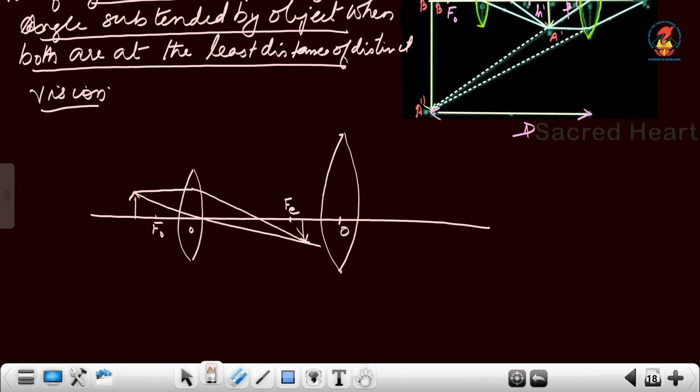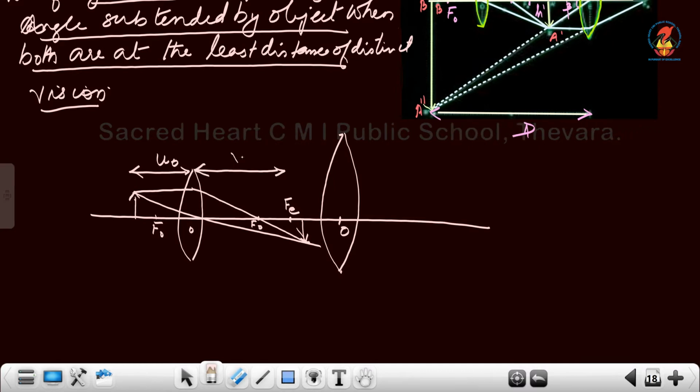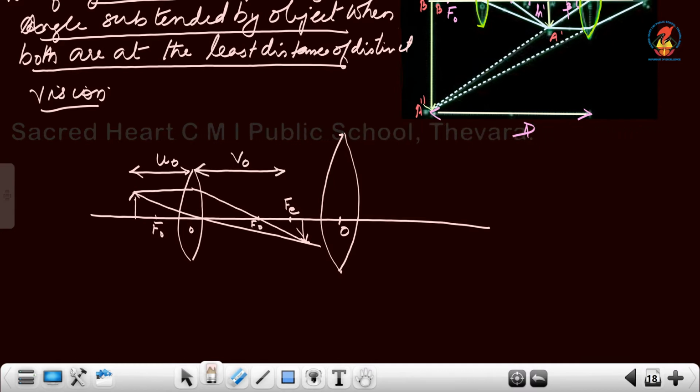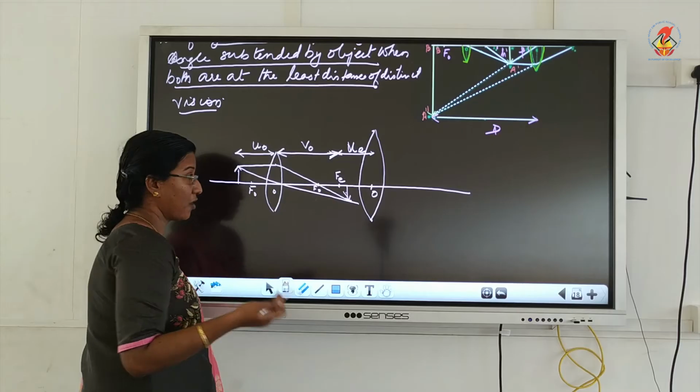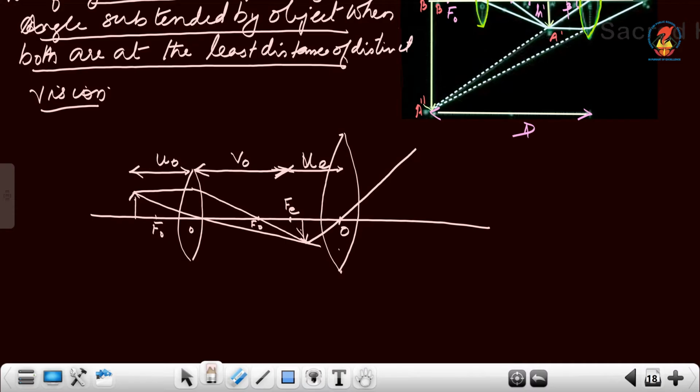Okay, this is the focus of the first lens. Now, this distance is the object distance, we take it as u0. This is the image distance for the object, take it as v0, and this distance to the optic center is the object distance for the eyepiece, we will call it as UE. Now, this image acts as an object for the eyepiece, and the ray of light passes through the eyepiece.